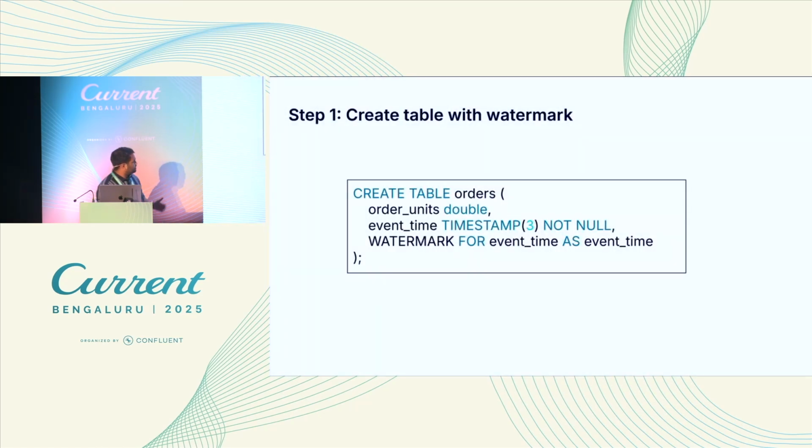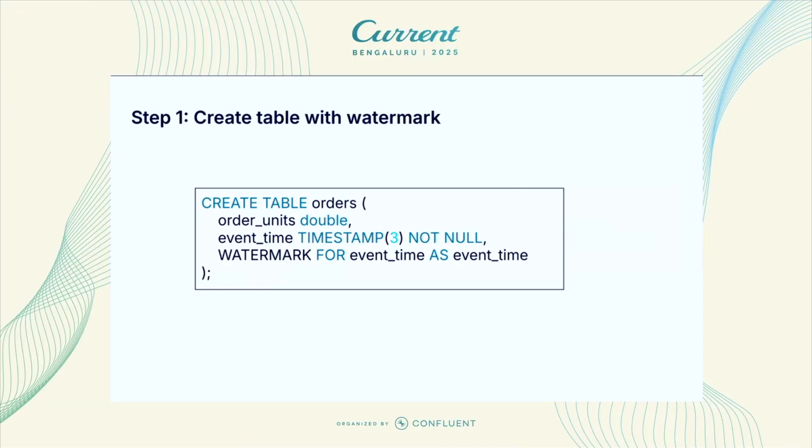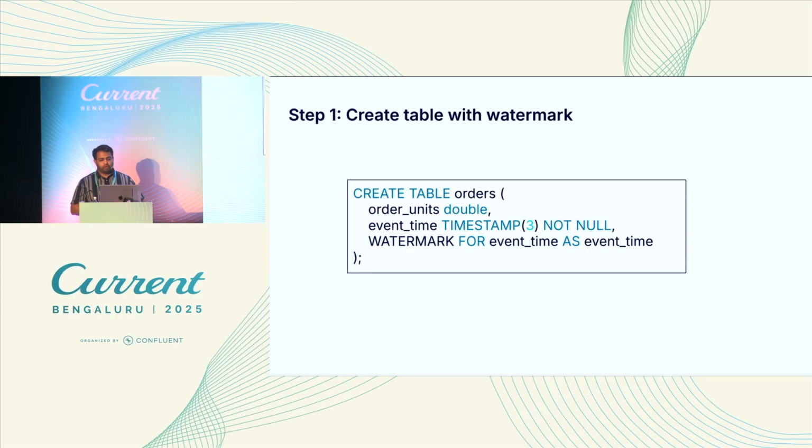Step 1 is to create a table in our workspace. Here we have an example of an orders table, which has order units, an event timestamp, and a watermark. The reason we need a watermark here is that we use something called an over window, and it needs a time attribute. We want to use the event time attribute here. For those of us who don't know, you can think of the watermark as Flink's gentle reminder of how late data can be before it moves forward, ensuring your forecasts are always reliable.